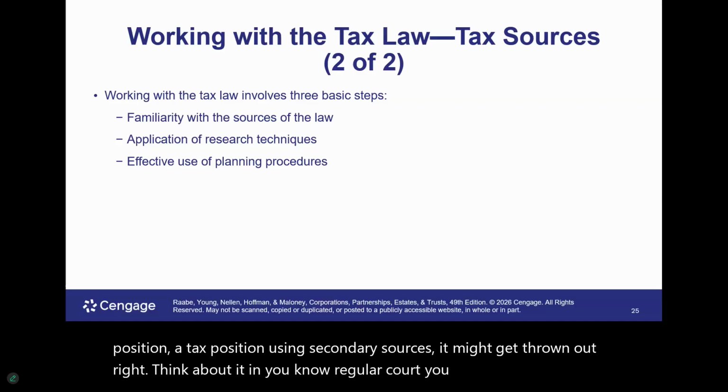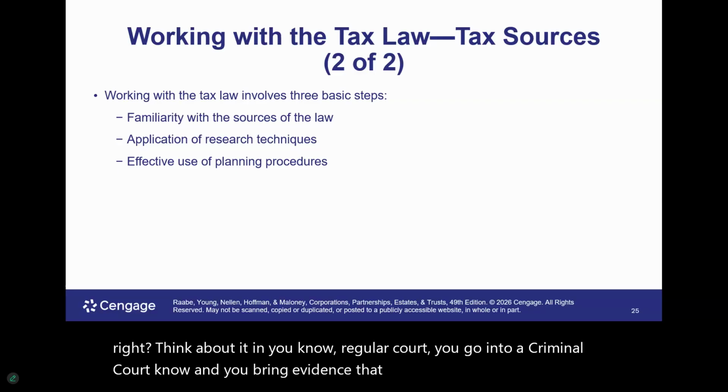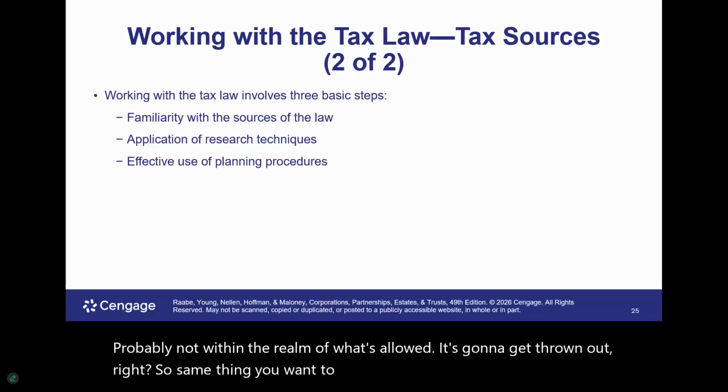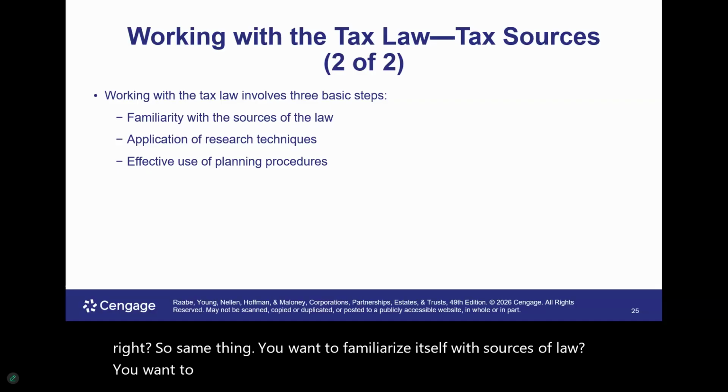You go into a criminal court, and you bring evidence that is probably not within the realm of what's allowed. It's going to get thrown out. Right. So same thing. You want to familiarize yourself with sources of law. You want to know how to apply research techniques.